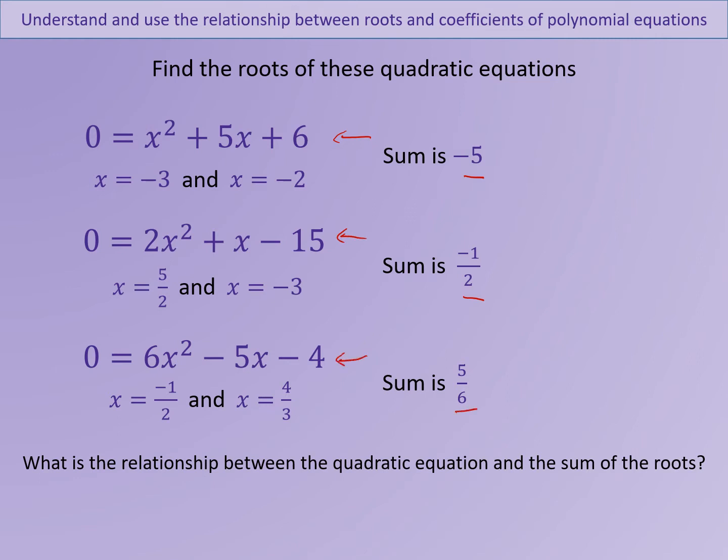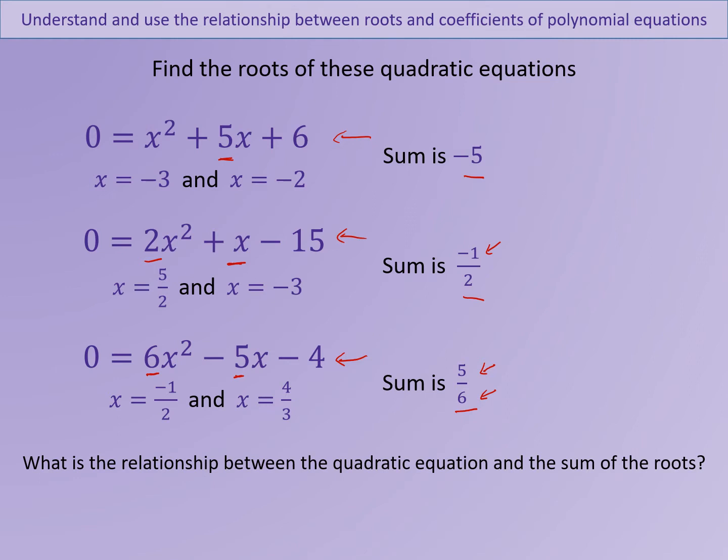Can you see that the coefficient of the x term plays a part in the sum? But actually not just the x term, because the coefficient of the second one is 1, and that is relating to the number on top of this fraction. So where is the 2 coming from? Well, that's coming from the x squared coefficient. Let's check on the final one. So we have a -5 here, which is the numerator of the sum. And the 6, well, that's the denominator.